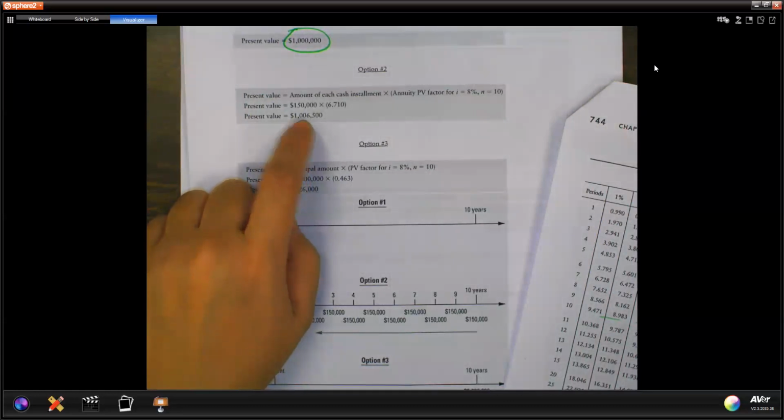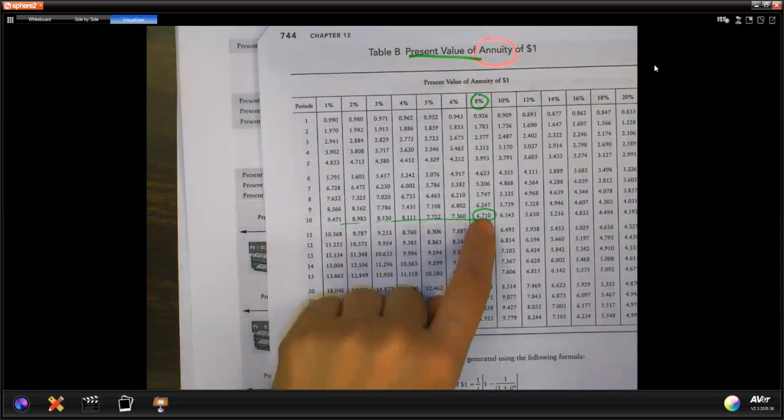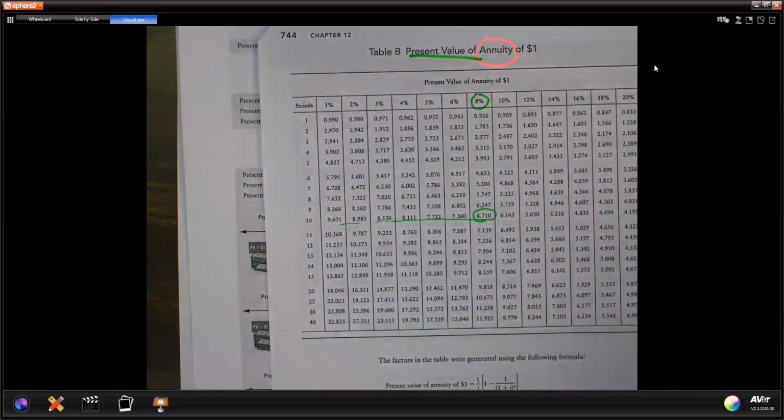This is the present value of all of your future cash flows. How did we get it? It's your cash flow every year times the discount factor. How do you get the discount factor? You go to annuity, you look at 8%, 10 years, you get that discount factor.